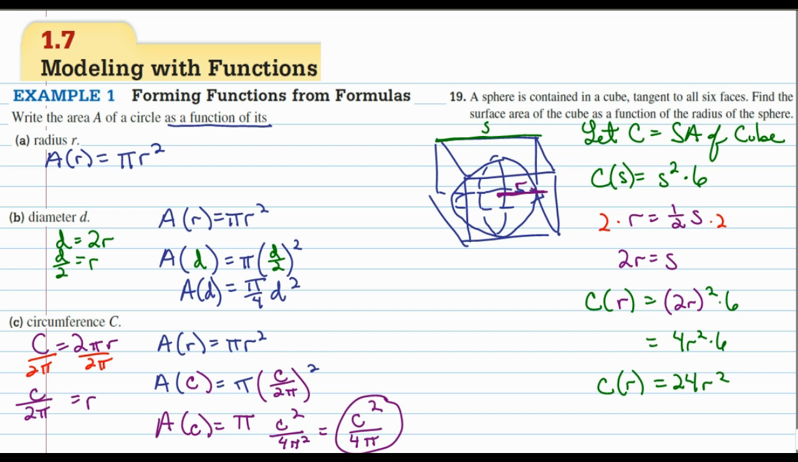The connection I made there was that I knew the surface area of the cube, and I knew how the radius related to the side of a cube, so I could make a composition function. As a result, the surface area of a cube is a function of the radius.